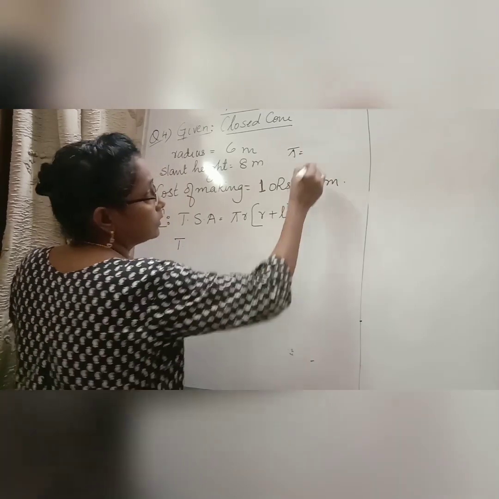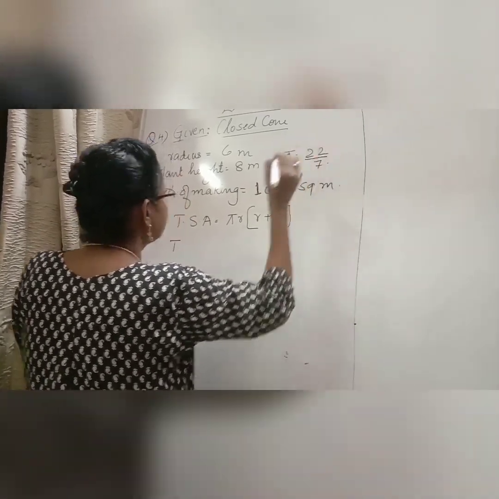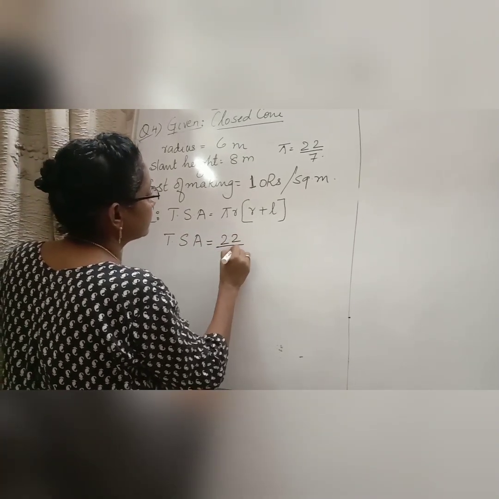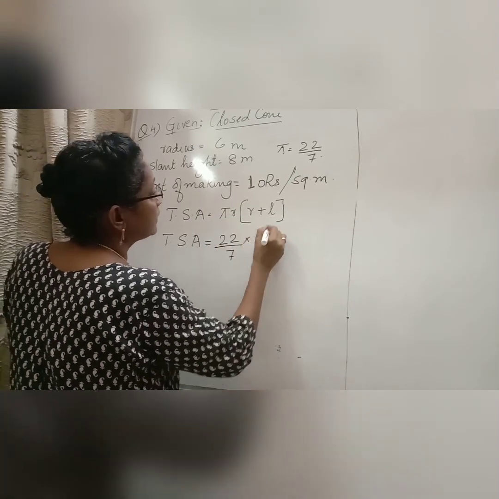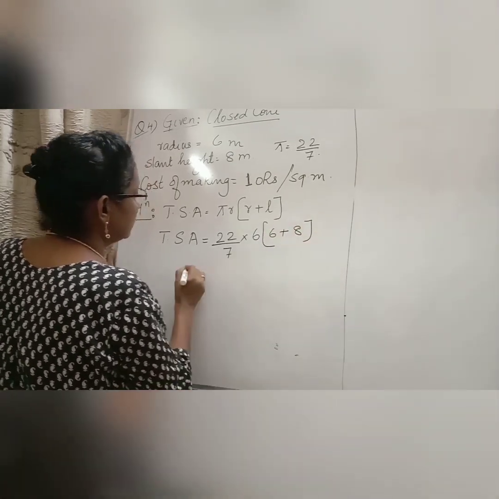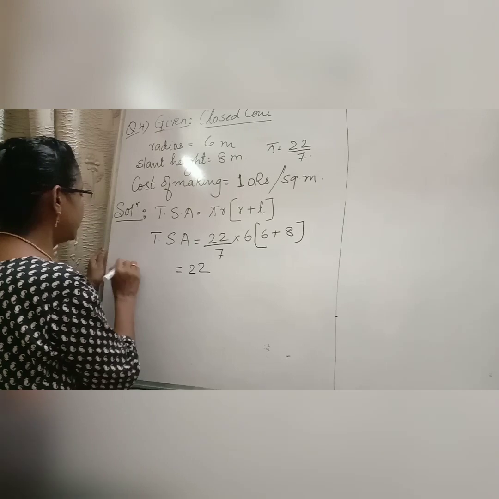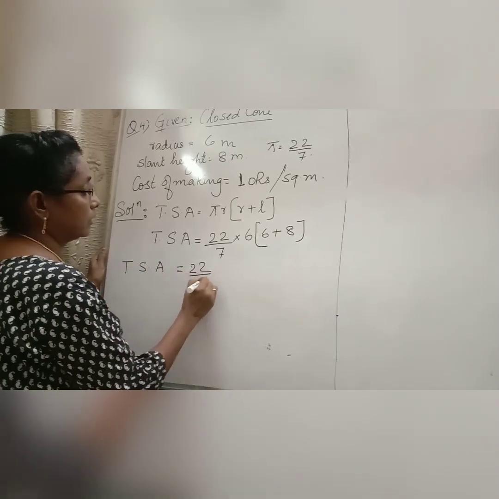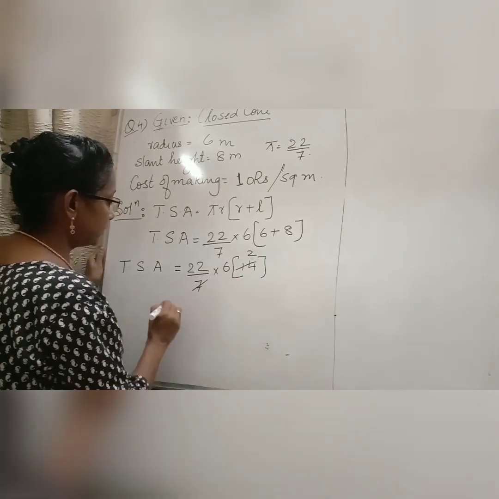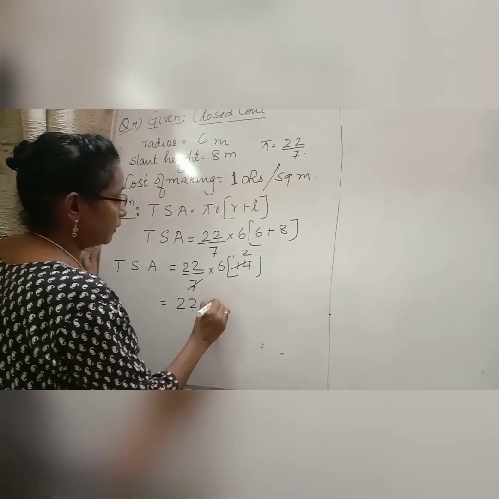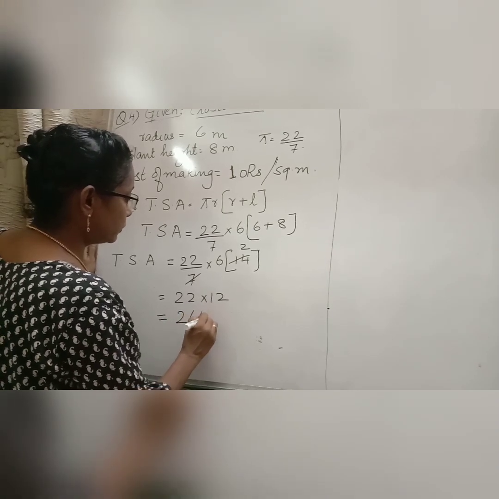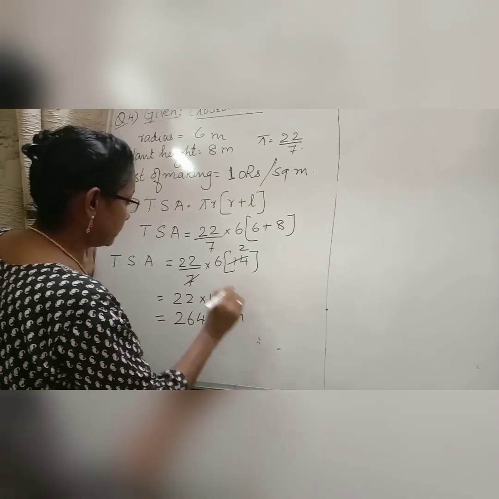Pi is not given, so we will be taking it as 22 by 7. So total surface area is equal to 22 by 7 into r into (6 plus 8). So here you are getting 22 by 7 multiplied by 6 multiplied by 14. So this is cancelled, and you are getting 22 multiplied by 12, and that is 264 square meter.